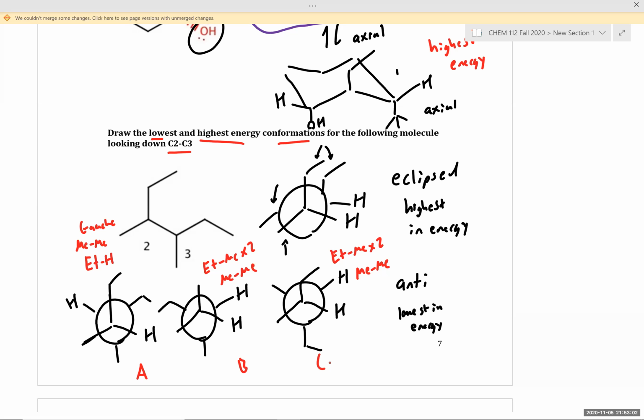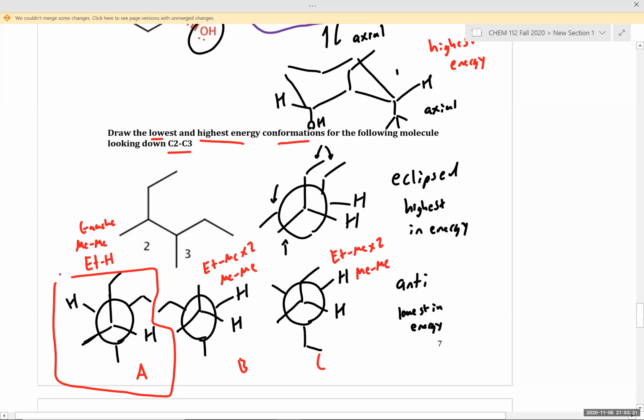That is generally the case. But if we take a tally of our interactions, which structure has the least amount of gauche interactions? And we see that A has the least number of gauche interactions. So A would be the lowest in energy.